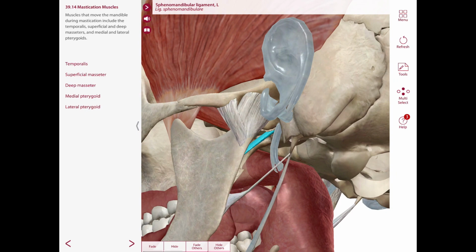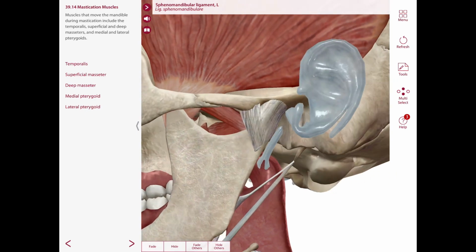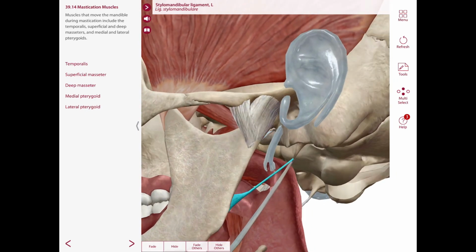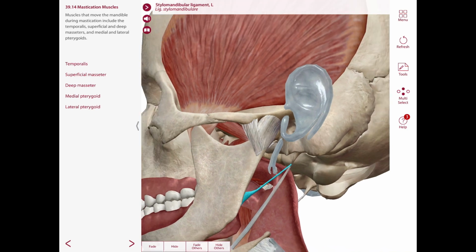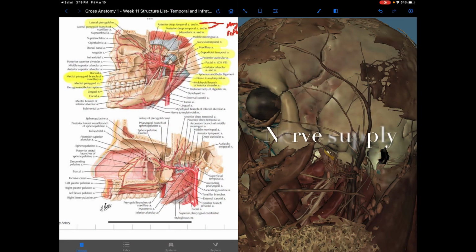And lastly, we also have the stylomandibular ligament, which is this one right here. This ligament lies posterior and inferior to this area, and it separates this area from the joint capsule. It extends from the styloid process to the posterior border of the ramus of the mandible, just superior to the angle of the mandible.